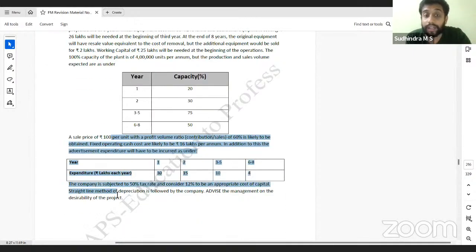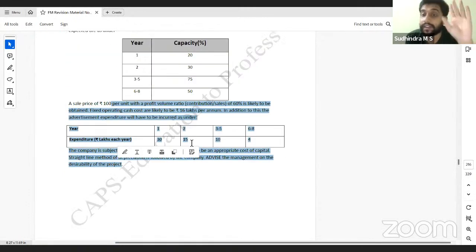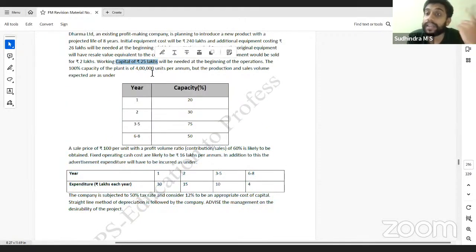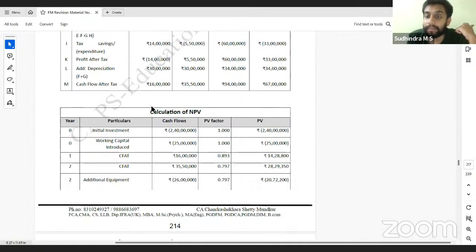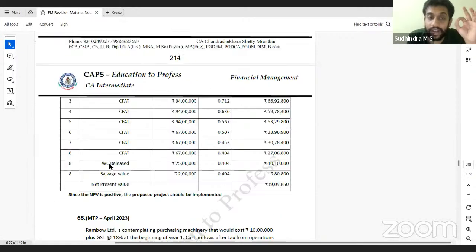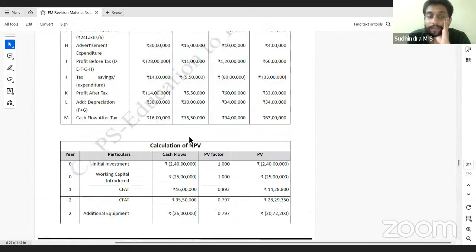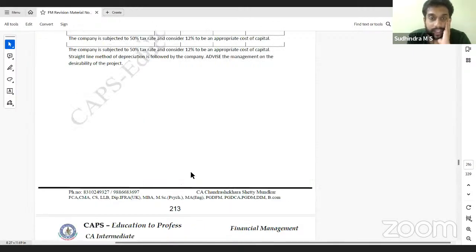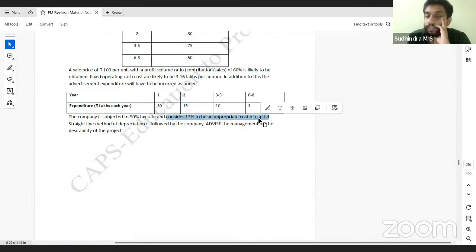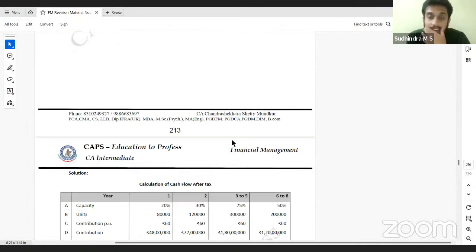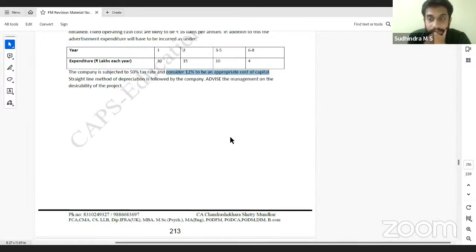But nothing is given with regard to working capital. How much was utilized? Nothing. That means that the entire 25 lakh will be released at the end of the 8th year. At the end of 8 years, the entire working capital is released. The new machinery was sold for 2 lakh. Thereby, you get the NPV, net present value. 12% is the cost of capital. Is that clear? Yes, sir.